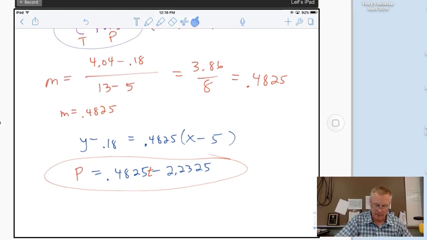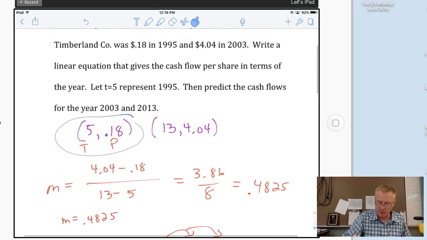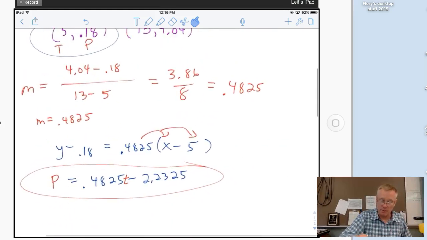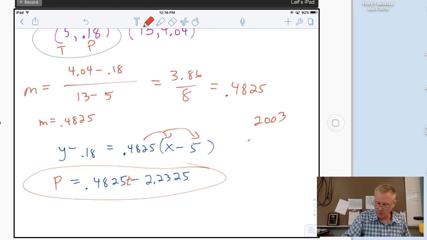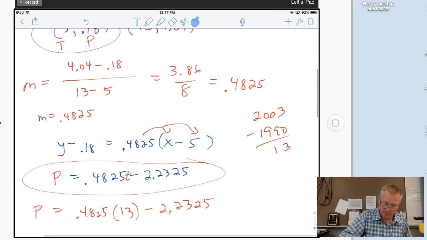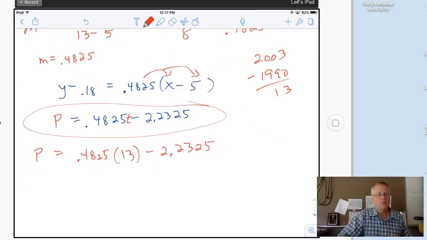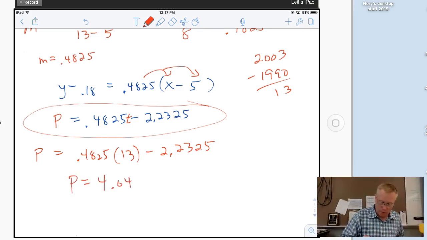And now that I've got that, I can find out anything just by plugging in the number I want for T. So the first year they said was 2003, which means 2003 minus 1990 is 13. So I'm going to plug in 13 for T. 0.4825 times 13 minus 2.2325 will give me my profit. So when I punch that in my calculator, I get 4.04, and that was for 2003.